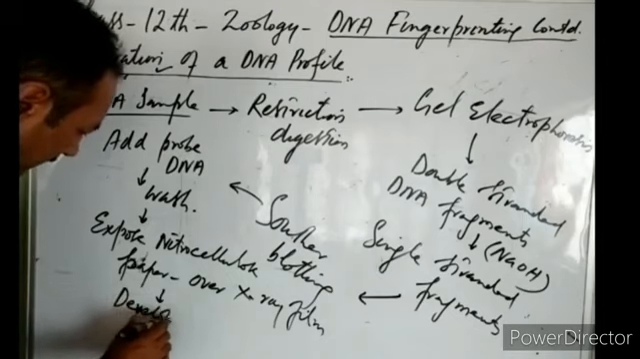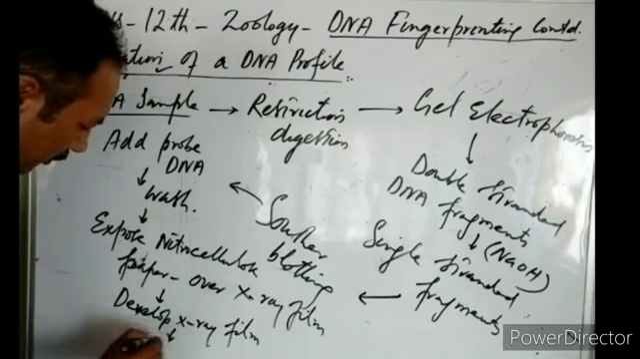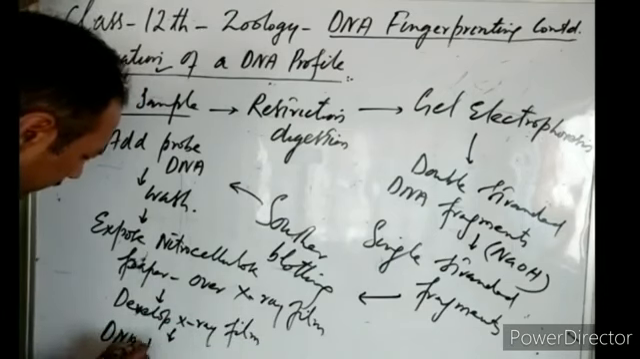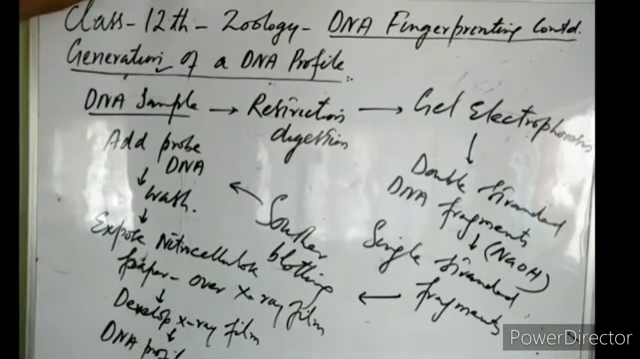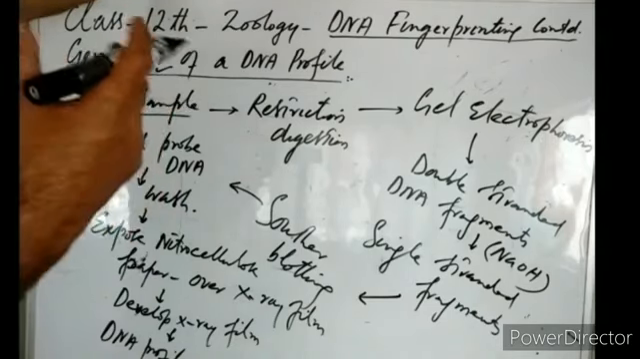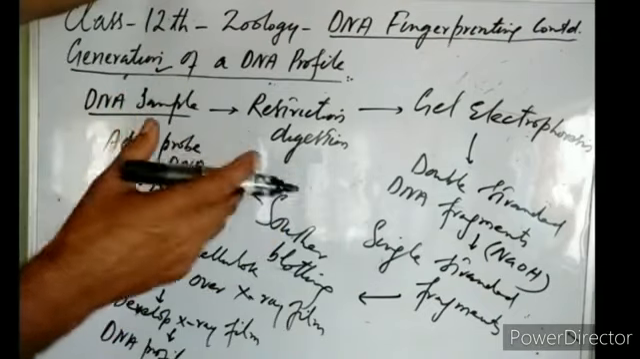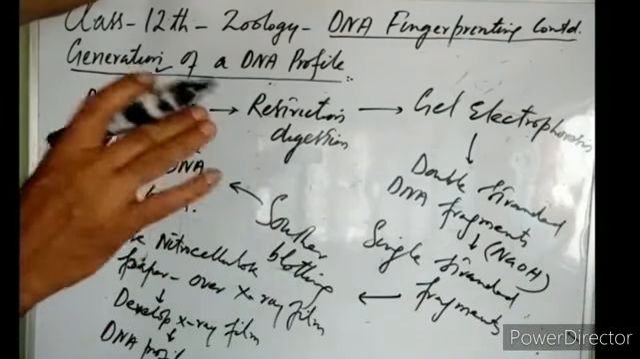When we develop this X-ray film, what do we get? We get the DNA profile, right? Then we compare the DNA profile which was made out of DNA obtained from the crime scene with the suspect's DNA. The suspect whose DNA profile matches with the crime scene DNA profile is convicted. Those suspects whose DNA does not match are set free, right?